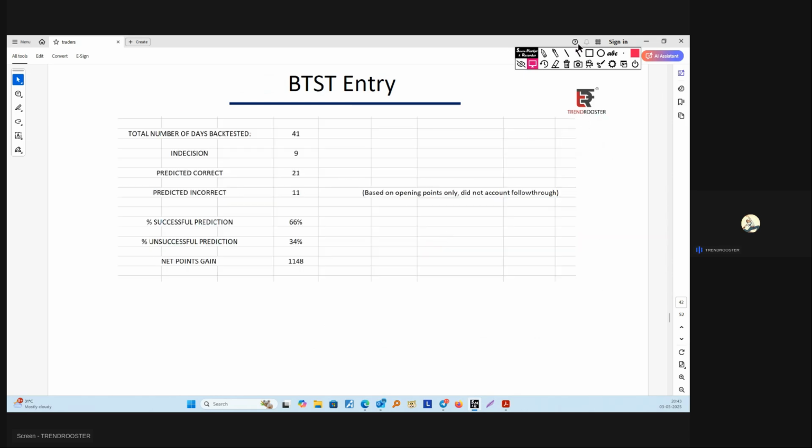So we did small studies out there, on the number of trades and the indecision. So nine, and predicted correct 21 times, indicated based on opening only. So we did not follow through. Some of the follow throughs were profitable, but on opening alone, we had a 66 percent successful prediction and 34 percent unsuccessful, with a net gain within these 44 entries of around 1148 points. Okay. So this is some sampling of studies.